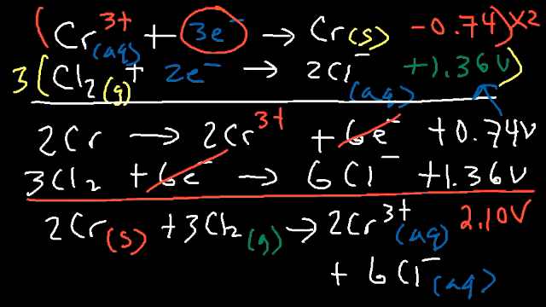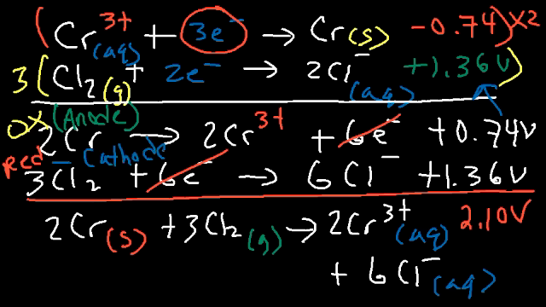So anytime the electrons are on the right side, it's going to be oxidation. And if it's on the left side, it's reduction. And keep in mind, oxidation occurs at the anode, so chromium is associated with the anode, and reduction occurs at the cathode. So chlorine is associated with the cathode. So let's make some space.